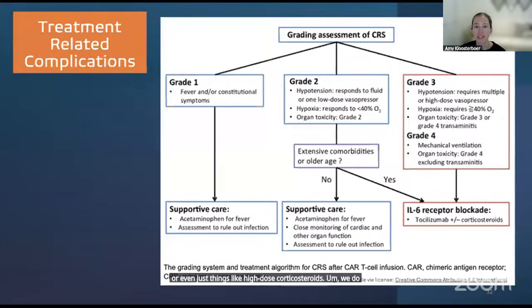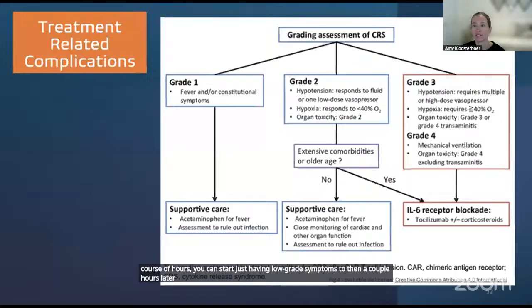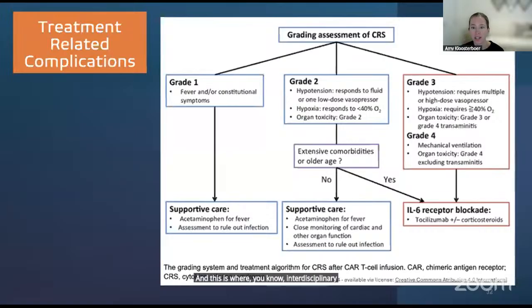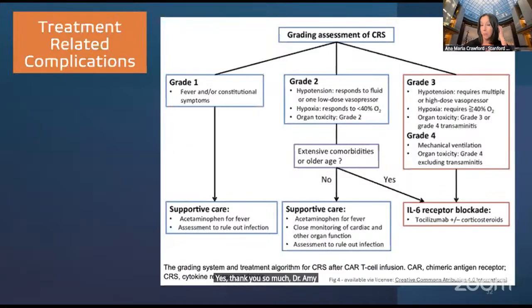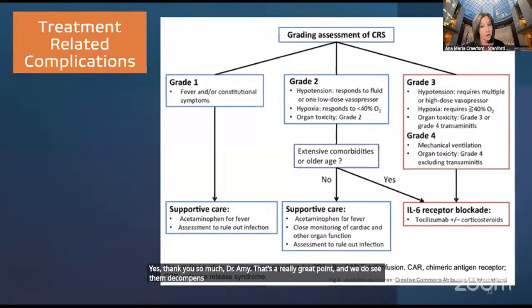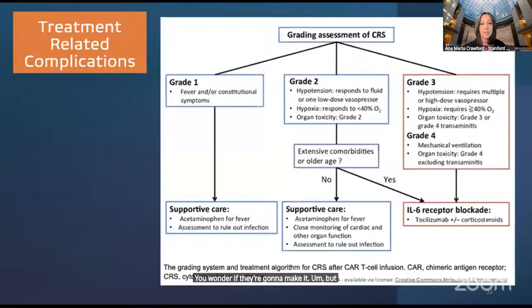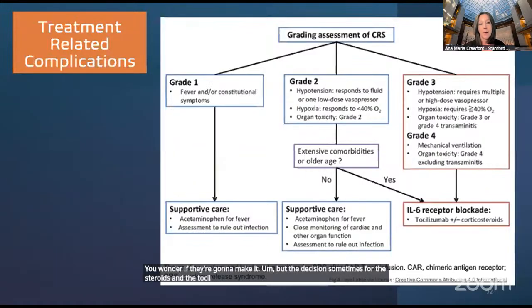Sometimes the progression of CRS can be incredibly rapid, where within the course of hours, you can go from just having low-grade symptoms to a couple hours later needing mechanical ventilation and multiple pressors. And this is where interdisciplinary collaboration with your oncologists and other people in your hospital is really important in administering some of these steroids and tocilizumab rapidly. Yes, thank you so much, Dr. Amy. That's a really great point. And we do see them decompensate very, very quickly sometimes, and they're so sick, you wonder if they're going to make it. But the decision sometimes for the steroids and the tocilizumab is always multidisciplinary. So thank you so much for that.